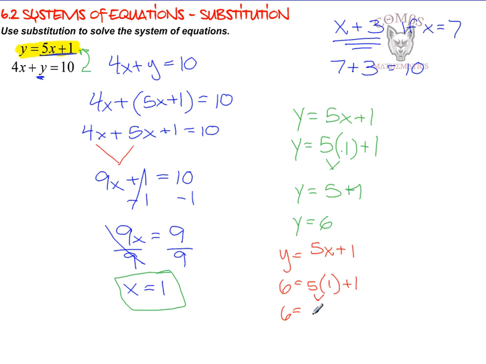5 times 1 equals 5. 6 equals 6. The equation checks out, so our solution as an ordered pair, x comma y, is 1 comma 6. And what that answer means is that when you graph both of these equations, they will intersect at point 1, 6.